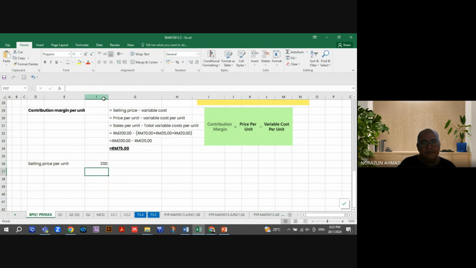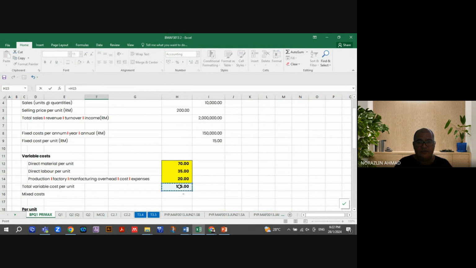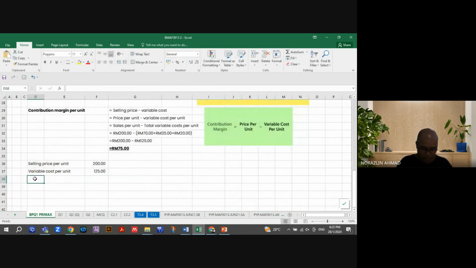$200 minus variable cost per unit, 125. Then you get contribution, contribution margin.